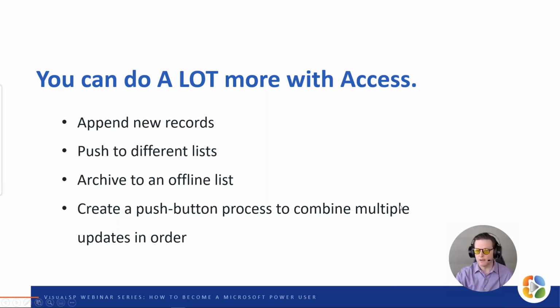You can create a push button process that combines multiple of these update queries in a particular sequence. Access has the concept of macros and forms you can create that have buttons in them. So you could create a process that you're going to hand off to another user that has no idea how Access works or how lists work, that just comes in and clicks the button, and it runs these 4 queries in order to make this process work. Lots of things you can do with Access.